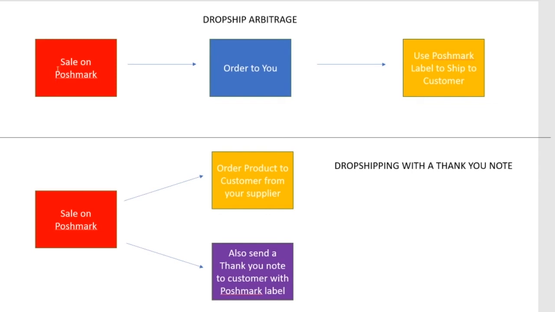You can do one of two things. Drop ship arbitrage is basically drop shipping, but with a middle step of you first shipping it out, right? So in this case, you'd list everything to Poshmark.